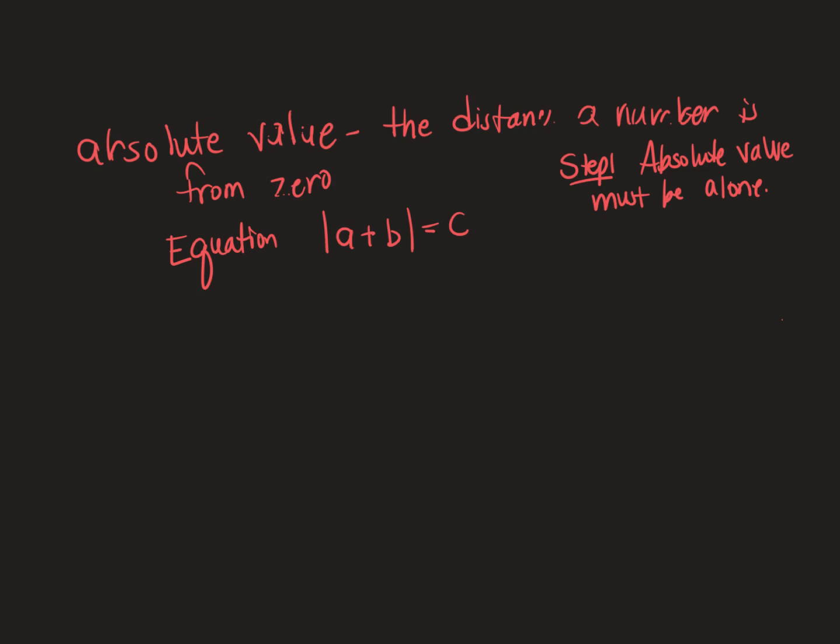And what I mean by alone is there can't be a number out here being multiplied. There can't be a number out here being subtracted or added. You would have to get rid of this by adding or subtracting, and get rid of this by dividing. So this absolute value has to be alone.